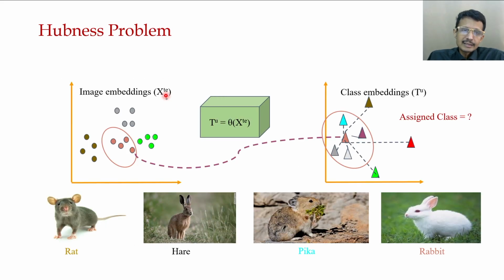So what we understand here is that these become hubs, and there is a tendency for the nearest neighbor search to put the unseen classes within the hubs. But in actuality these are distant classes, and that is called the hubness problem.